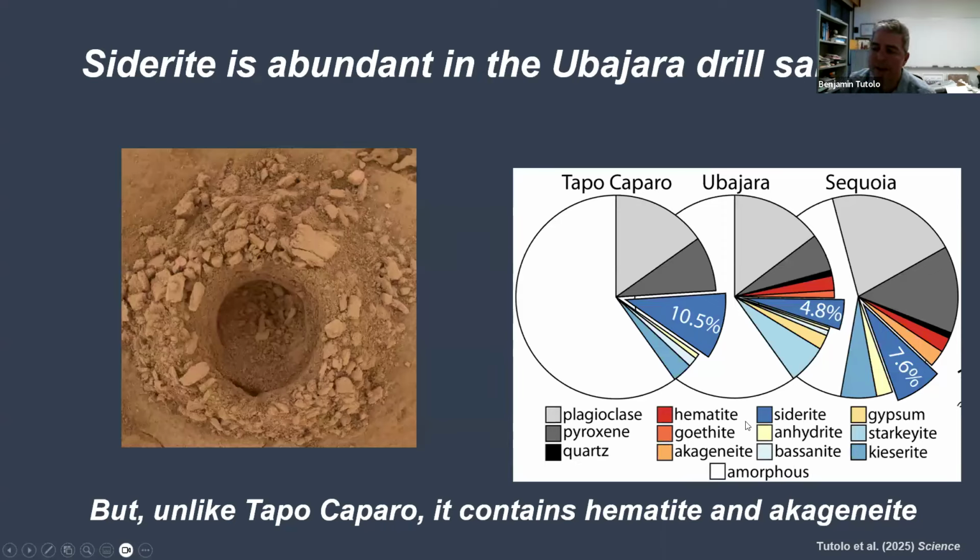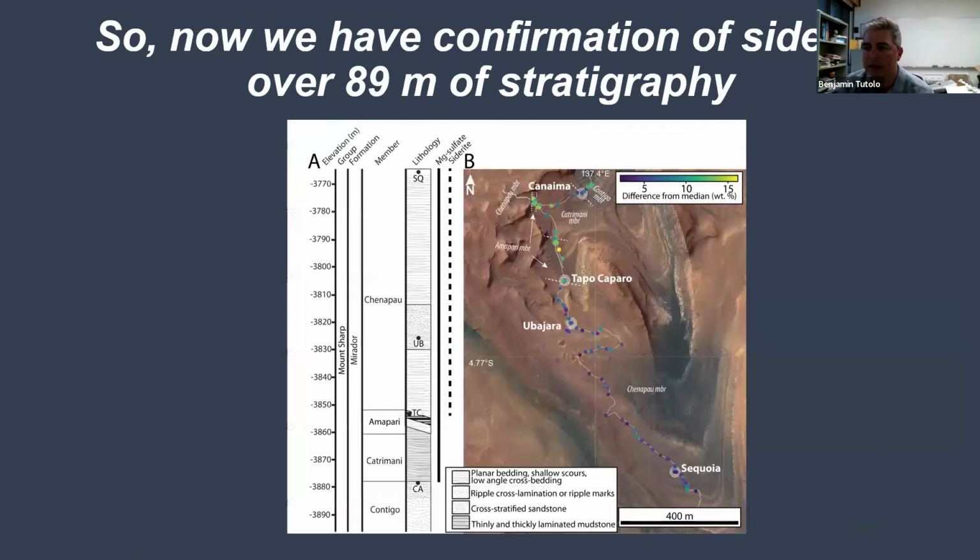So the take-home point from these samples after Topo Caparo and including Canaima before Topo Caparo is that if we have a solution that's going to make magnesium sulfates and iron carbonates, that can be one solution, but you can't also make iron oxyhydroxides from that same solution because the redox state of the fluid has to be very different. And if that's the case, we must have two different phases of fluid infiltration events.